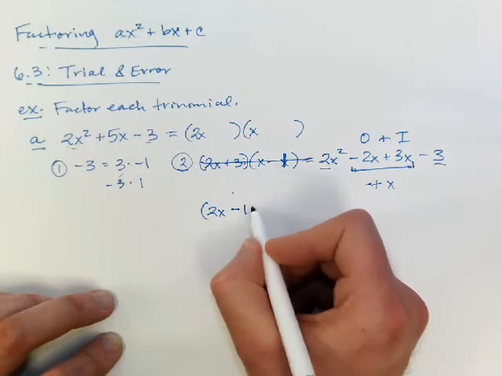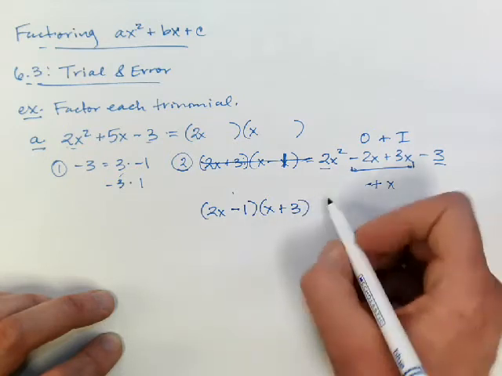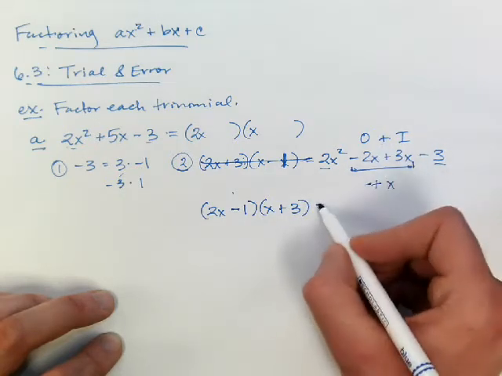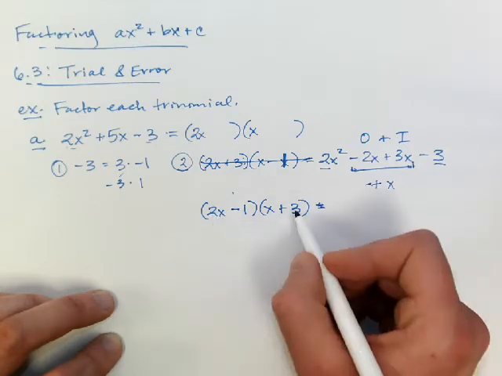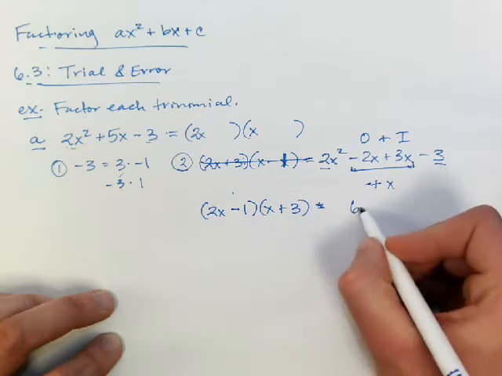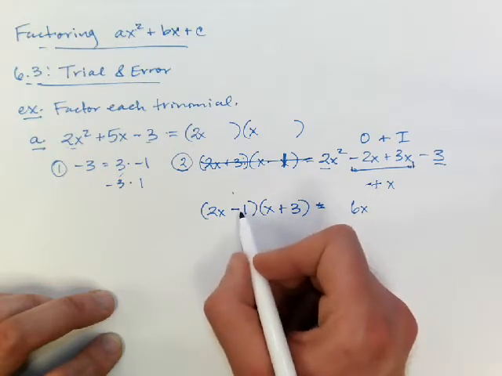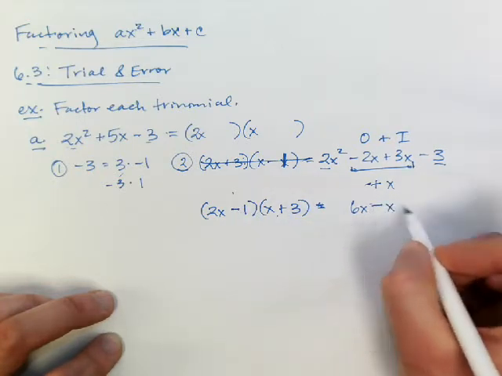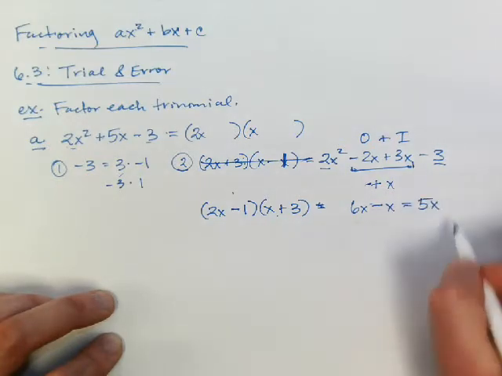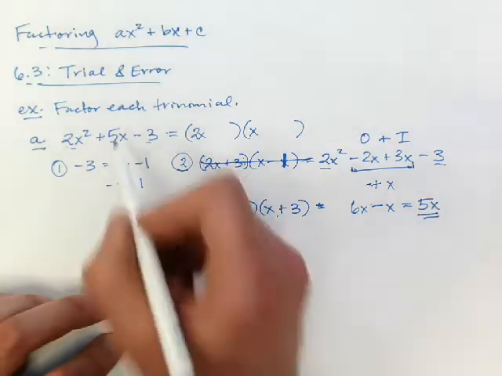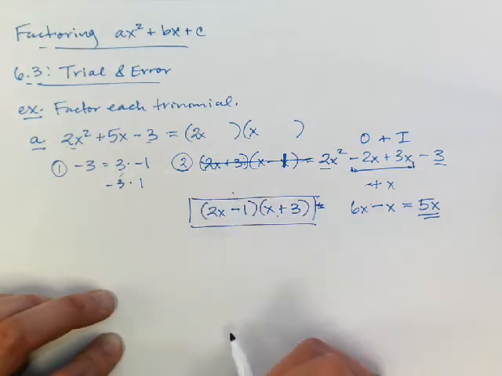Put the -1 with the 2x and the 3 with the x. And I'll just do the O and the I step. So outside is 2x times 3. Okay, that gives us 6x. Inside gives us -1 times x. So we have -x. 6x minus x is positive 5x. All right, that does match our middle term. So this must be our factorization.